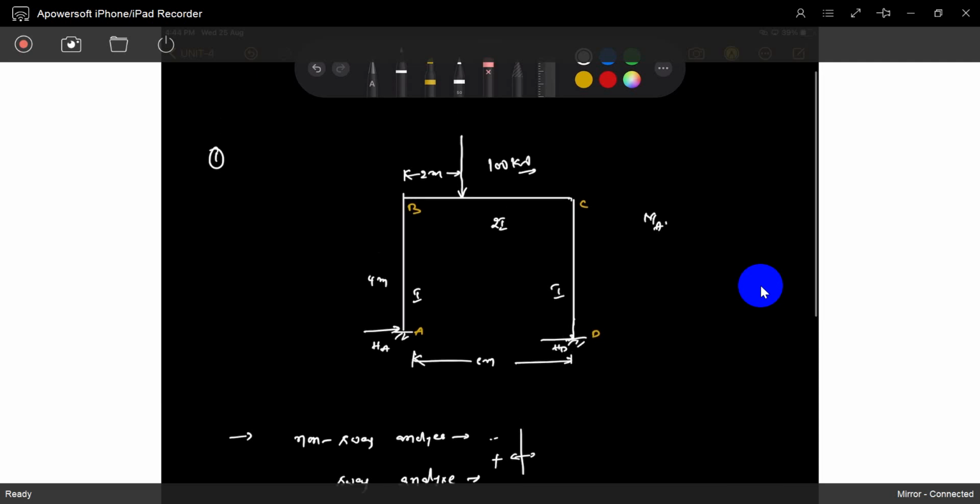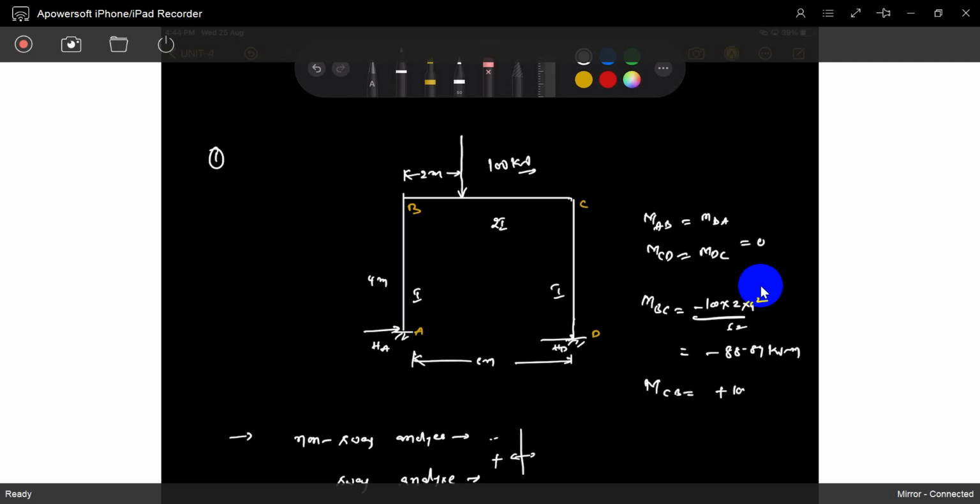Fixed end moments AB, BA, CD, DC are all 0. So what is BC? BC is minus 100 times 2 times 4 squared by 6 squared, which is minus 88.89 kilonewton meters. MCB is plus 100 times 2 times 4 by 6 squared, which is plus 44.44 kilonewton meters. That's it.